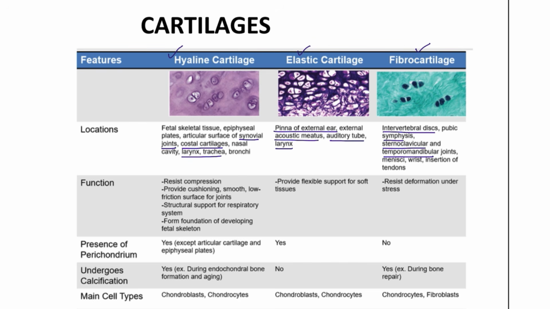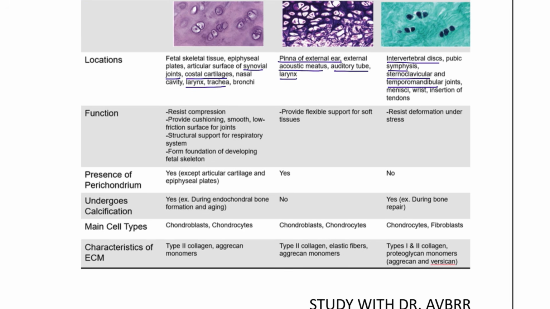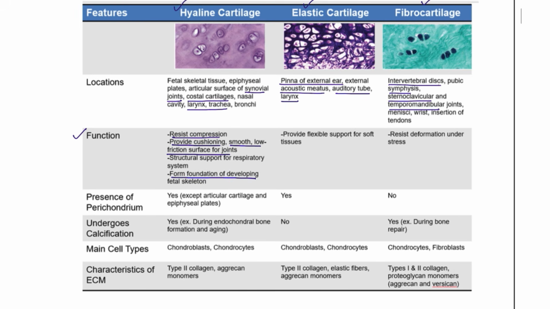So, what is the importance of these particular cartilages? The function: it resists compression. The hyaline cartilage will resist the compression and also act as a cushion and a smooth, low-friction surface of the joints, and it forms the foundation of the developing fetal skeleton. Next, elastic cartilage is important for flexible support of the soft tissues, and fibrocartilage resists deformation under stress.